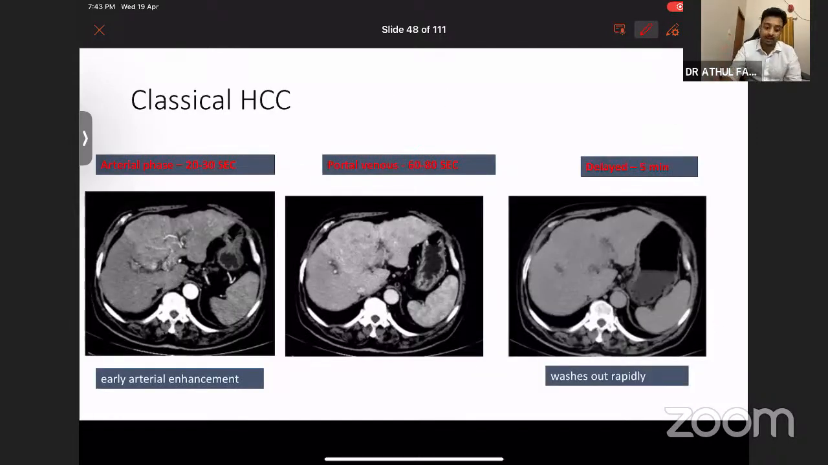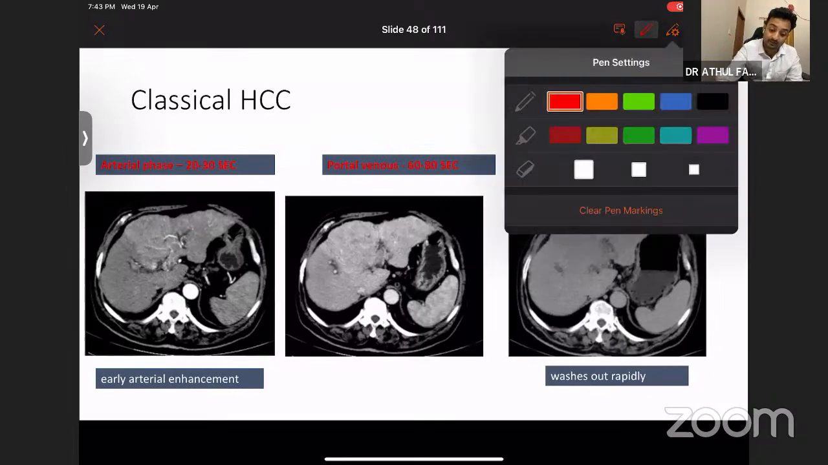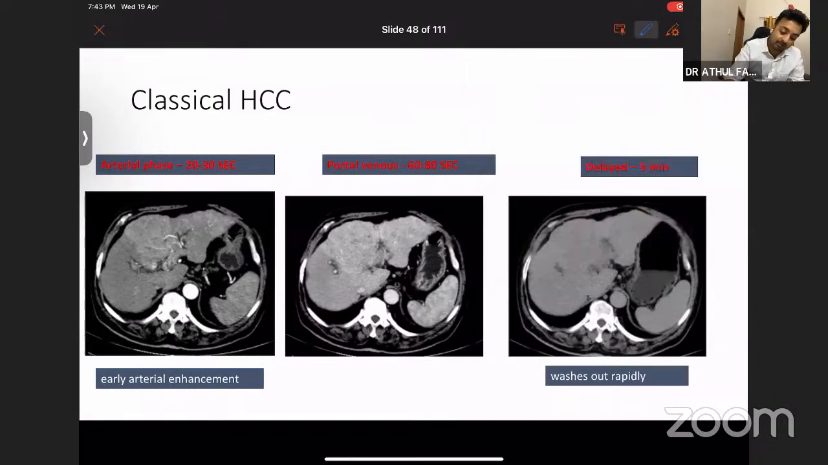So we can move forward and see other hepatic lesions. These hepatic lesions are very important. The triple phase CT is very important. You know classical HCC. I have already told you HCC is supplied by the hepatic artery. That is the key concept here. Hepatocellular carcinoma is supplied by the hepatic artery.